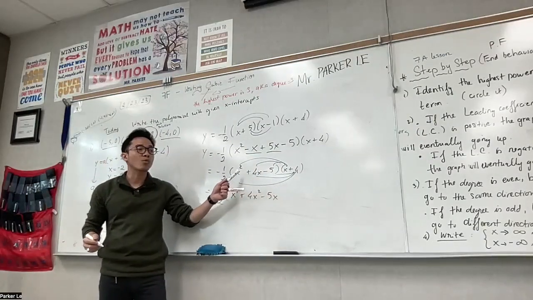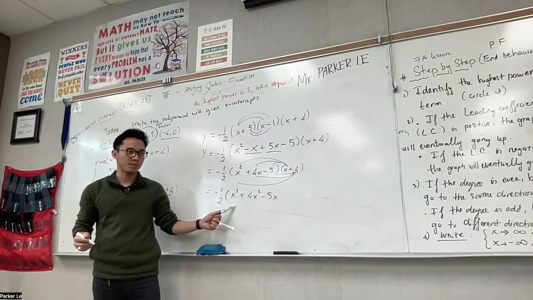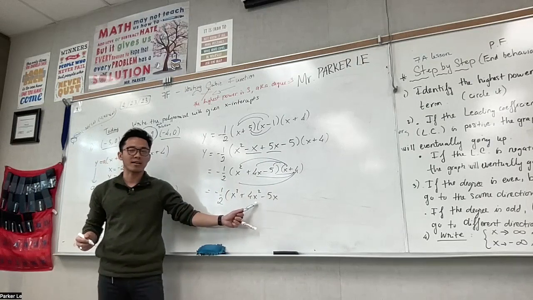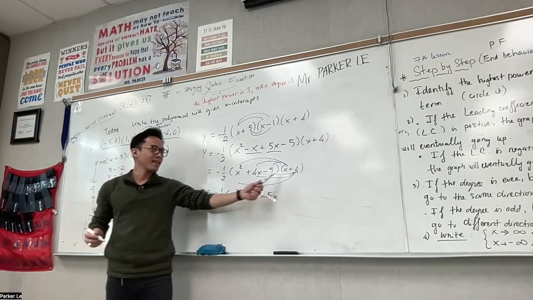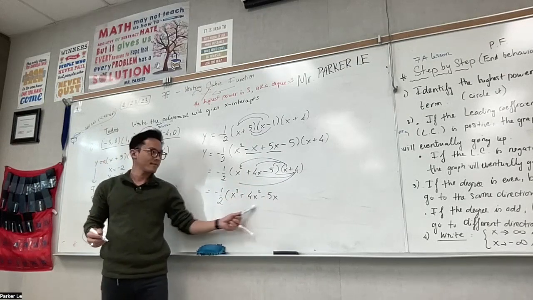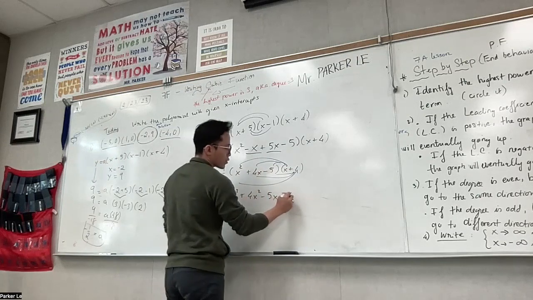X times x squared, you have x cubed. X times 4x, you have 4x squared. That's slow motion. X times negative 5, you have negative 5x. Yeah? Yes? Okay, now you have 4 times x squared, you have 4x squared.